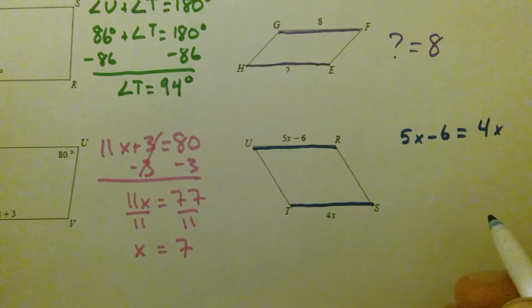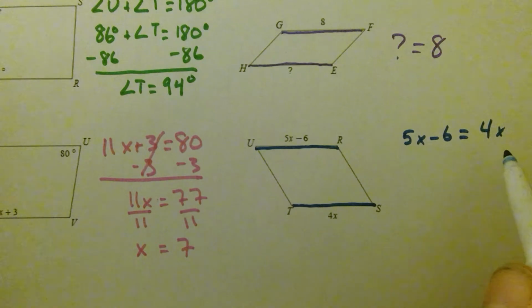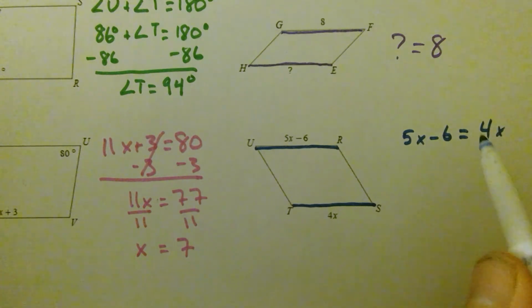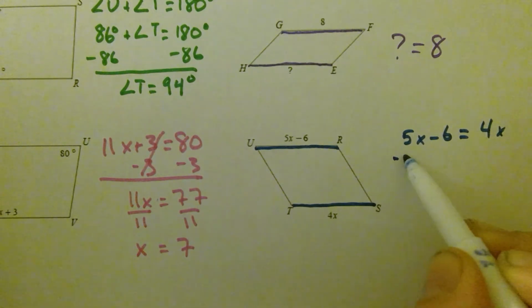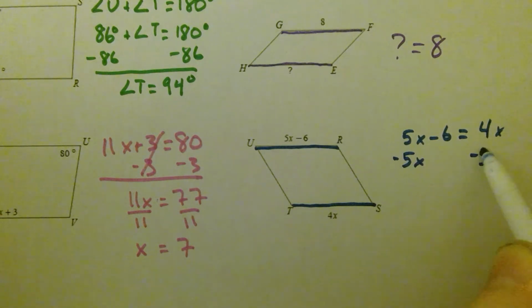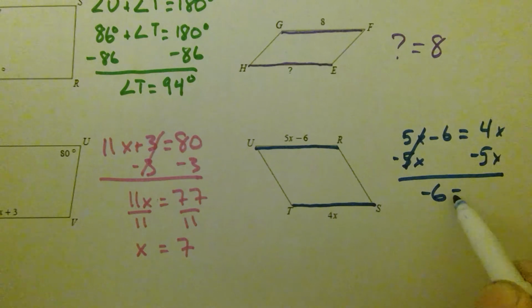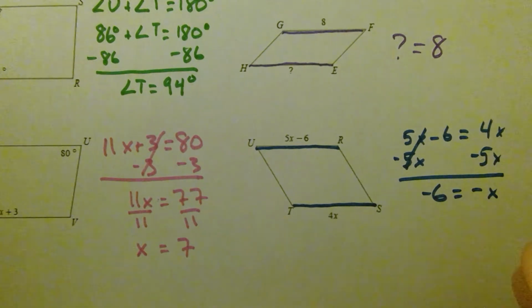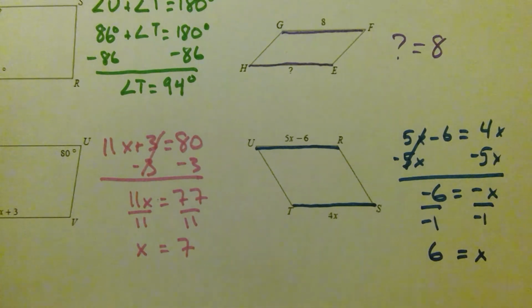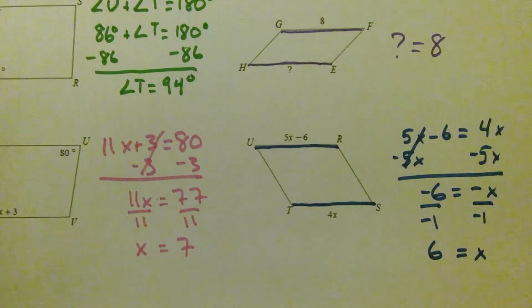Okay? So I'm going to go ahead and get my x's all by themselves on the right side since I've already got only x's on the right side. And I'll do minus 5x on both sides. Okay, so I have minus 6 on the left. 4 minus 5 is going to give us negative x. And I'll go ahead and divide by negative 1 on both sides. And then x will equal positive 6.